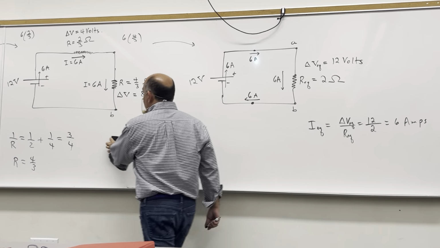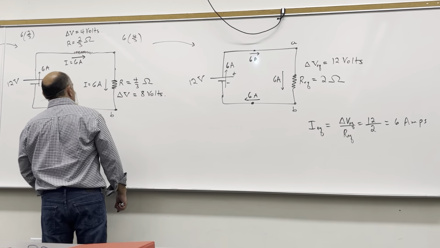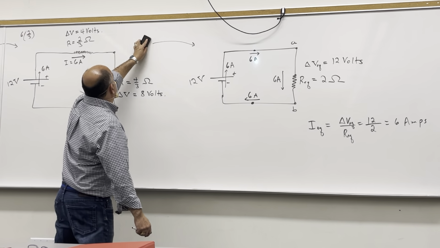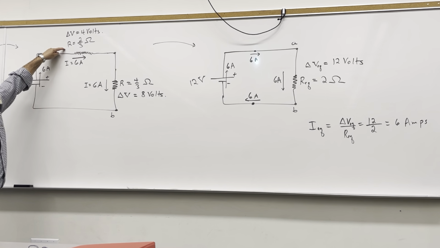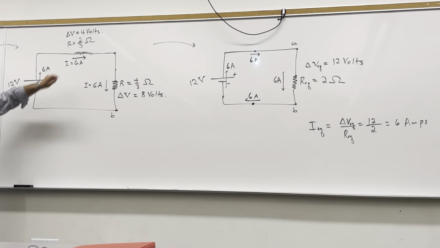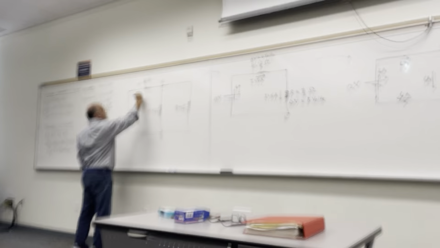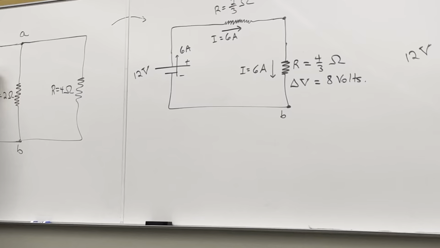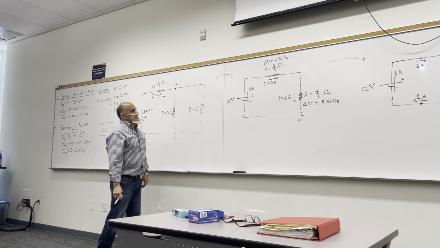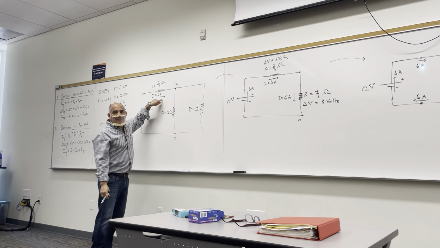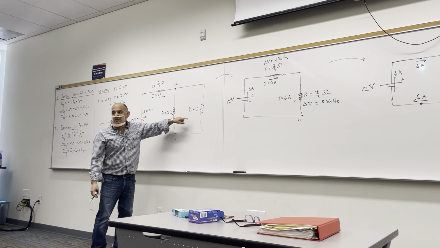I'll get rid of this. Okay? Get rid of that, get rid of that. So I know that the voltage across this resistor is 4 volts. The current is 6 amps. This resistor is the same as this one, right? So the current through it is 6 amps. The current here was 6 amps. Now, how will this current split to then go through these two resistors?